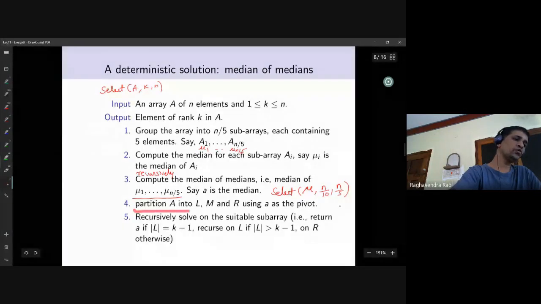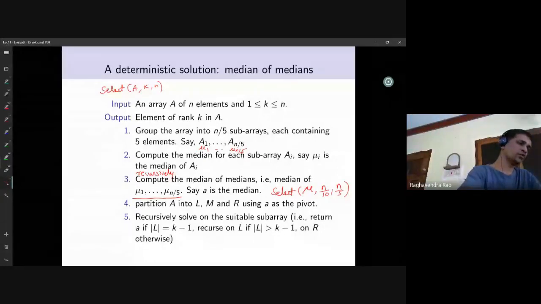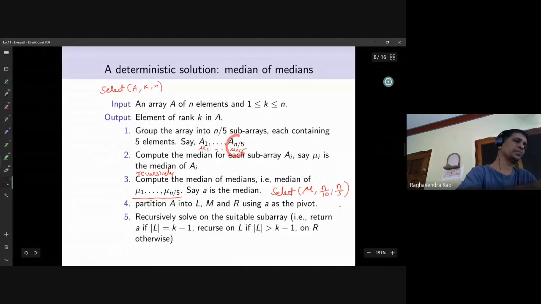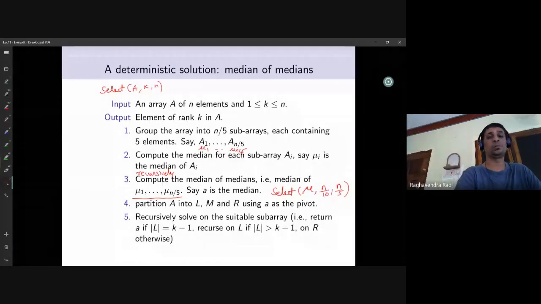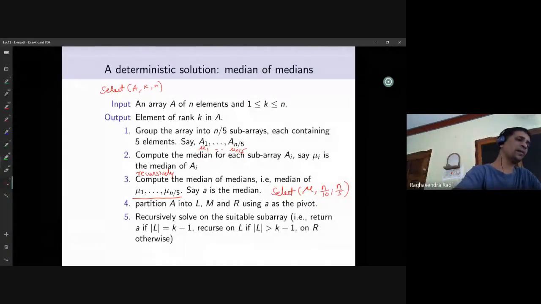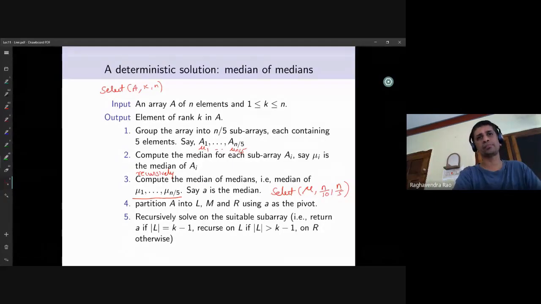Now we use this a as the pivot. Let's see what we have done so far. We grouped into small portions, and for each small portion we computed the median, and we took the medians as a new array. We made a recursive call. What is it for? To get a pivot. That's all. Through this recursive call we get a median that we are going to use as the pivot.